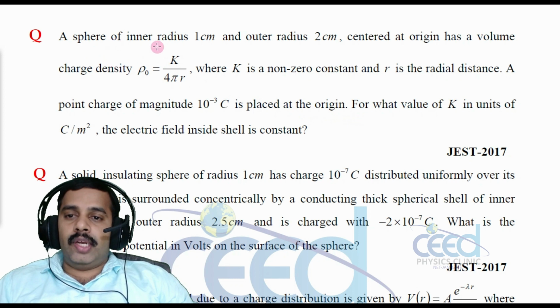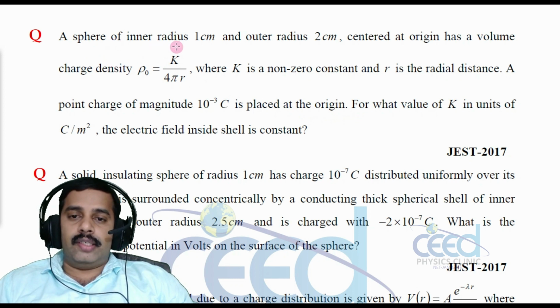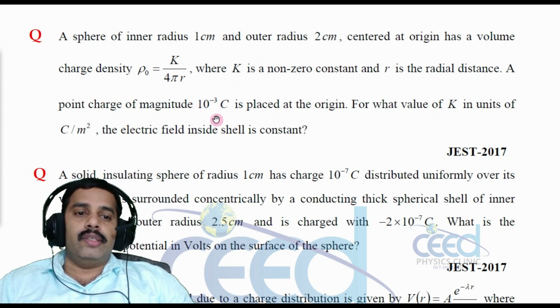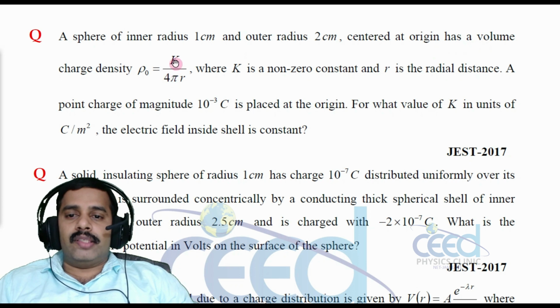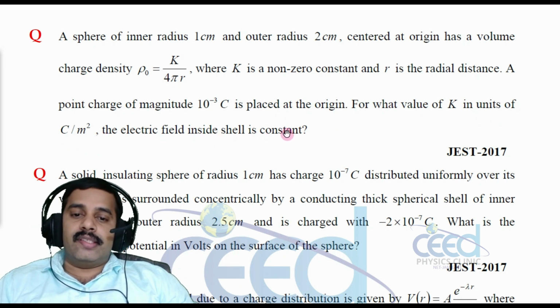Here a sphere of inner radius 1 centimeter. At the center of this sphere we have a point charge of 10 raised to minus 3 coulomb, and centered at the origin it has a volume charge density k by 4 pi r, right? Alright. Now for what value of k in units of coulomb per meter square is the electric field inside the shell a constant? Alright.